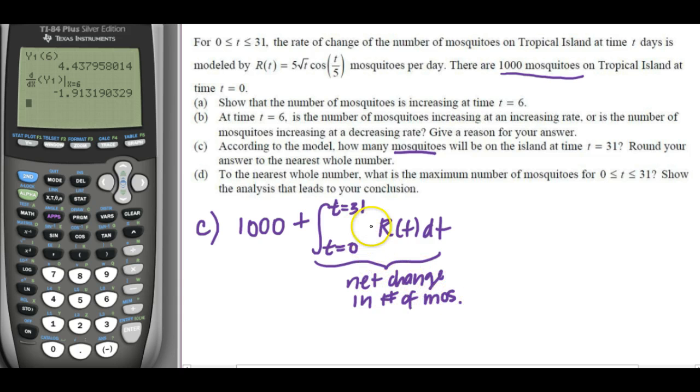So this is the total net change: how many were added and how many were subtracted over the whole course of 0 to 31 days. So this is the total net change plus how many there were to begin with. Now this can be evaluated in my graphing calculator.